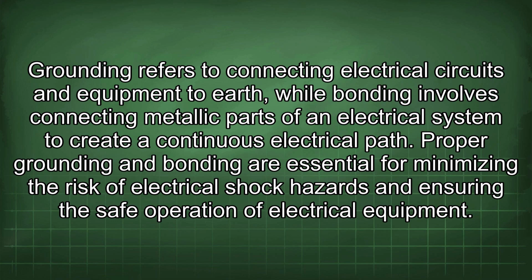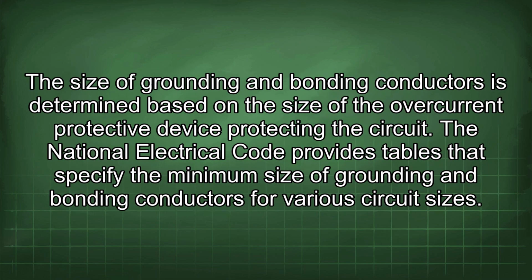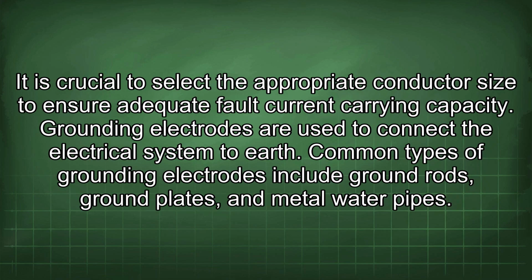The size of grounding and bonding conductors is determined based on the size of the overcurrent protective device protecting the circuit. The National Electrical Code provides tables that specify the minimum size of grounding and bonding conductors for various circuit sizes. It is crucial to select the appropriate conductor size to ensure adequate fault current carrying capacity.